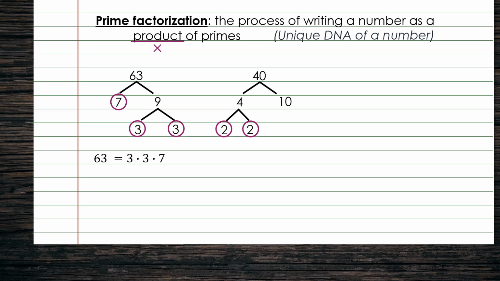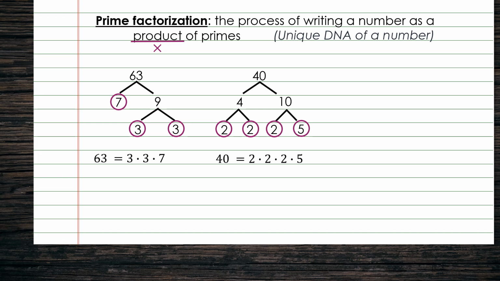But we now need to go back and focus on that 10. 10 is not prime because it can be rewritten in terms of 2 times 5. Well, as we mentioned earlier, 2 is prime. Now we look at 5. Is 5 prime? Yes, 5 is only made up of 5 times 1, which means the prime factorization of 40 is made up of 2 times 2 times 2 times 5.